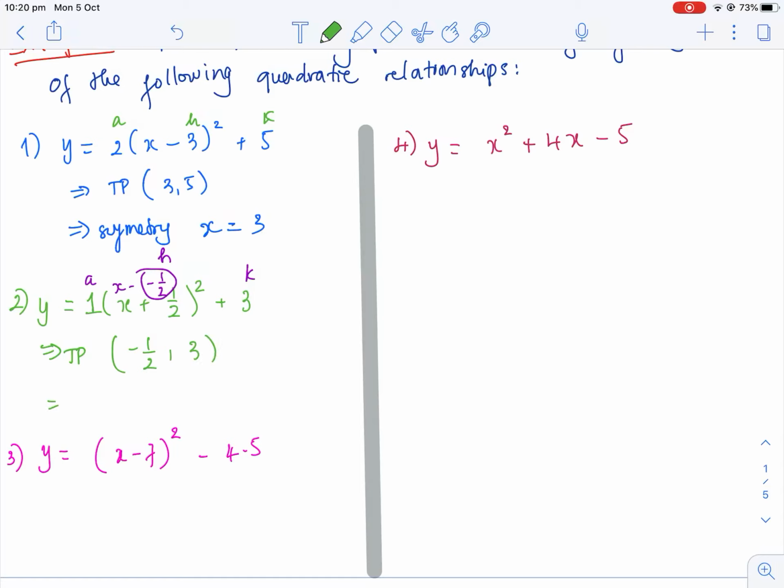And the axis of symmetry is x equals negative 1/2. Okay. Next question, question 3.